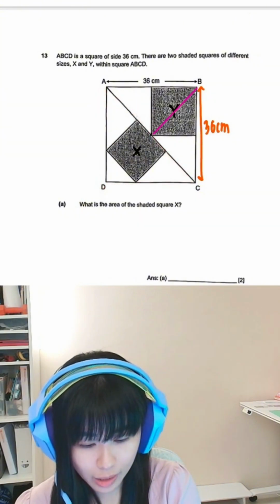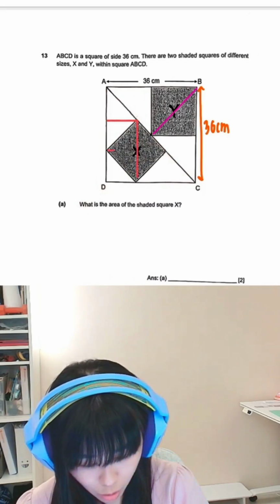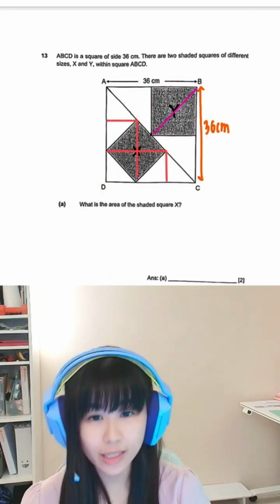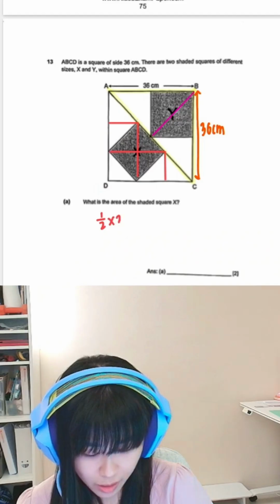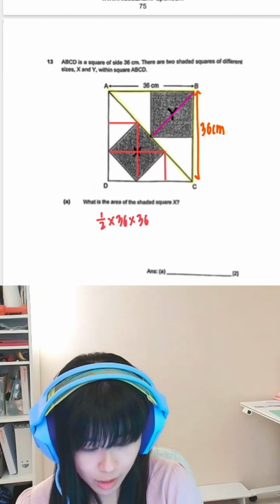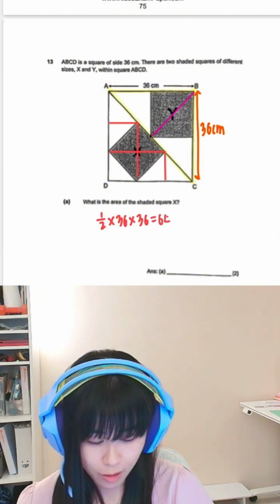This one I can cut it like this. 1, 2, 3, 4. Something like this. Okay. I want you to find this big triangle first. Half times base times height. Can you see? Base and height is here. Right angle is here. 648.